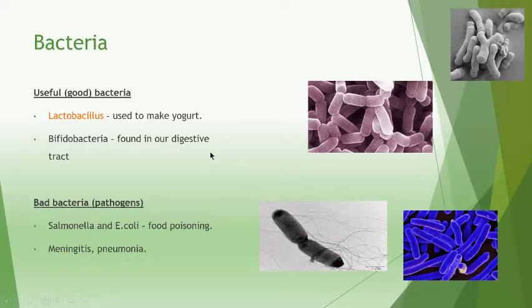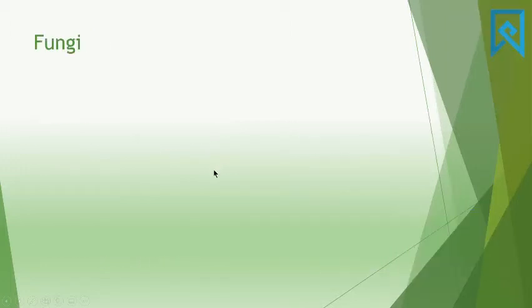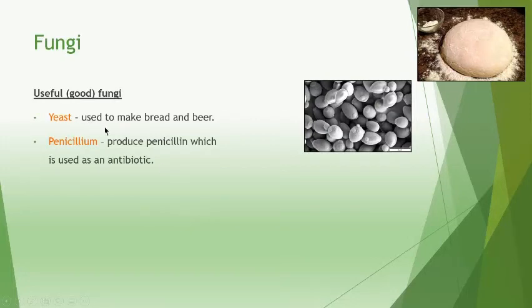However, bad bacteria we can call pathogens, because bacteria do not require a host to be able to live, for a short amount of time. That's why they're pathogens. You have Salmonella and E. coli, which cause food poisoning, and meningitis and pneumonia, etc. For fungi, you have yeast, which is used to make bread and beer, and you have penicillin, which is used as an antibiotic.